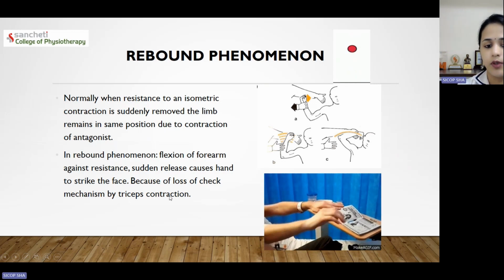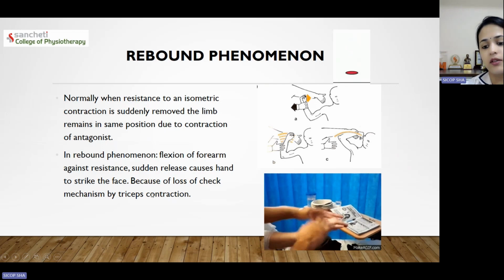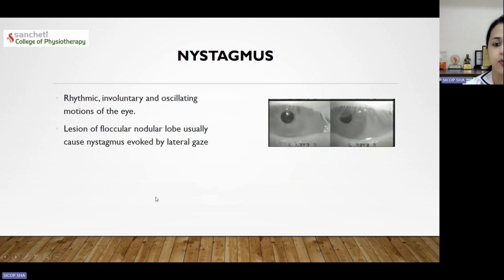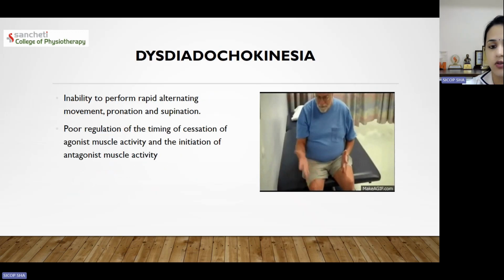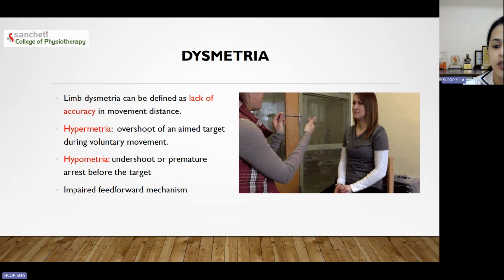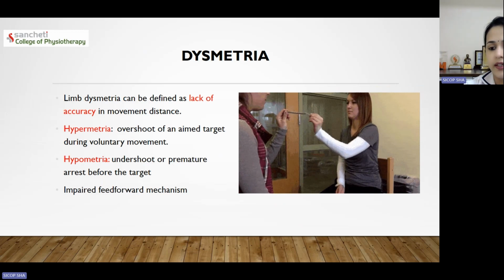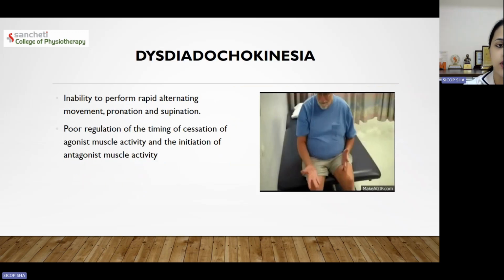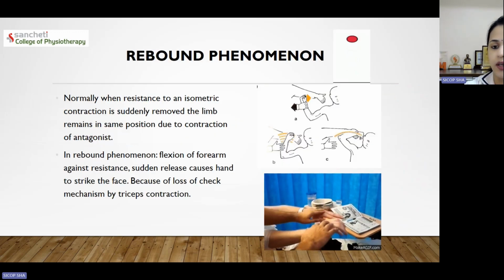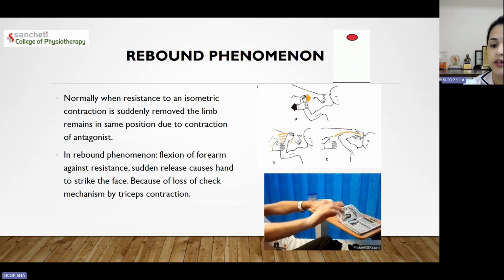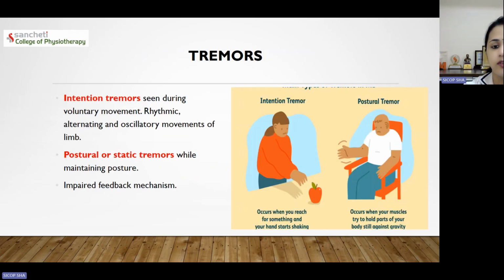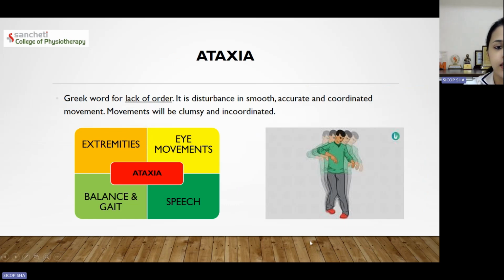Again, because of loss of check mechanism by the opposite muscle, by the antagonist muscle. So right now, what all did we see? We saw rebound phenomenon, dysdiadochokinesia, tremors, and dysmetria. All of these findings, that is dysmetria, tremors, dysdiadochokinesia, and rebound phenomenon, are nothing but ataxia of the extremities, which we already saw in our first slide over here. That ataxia can be seen in the extremities.